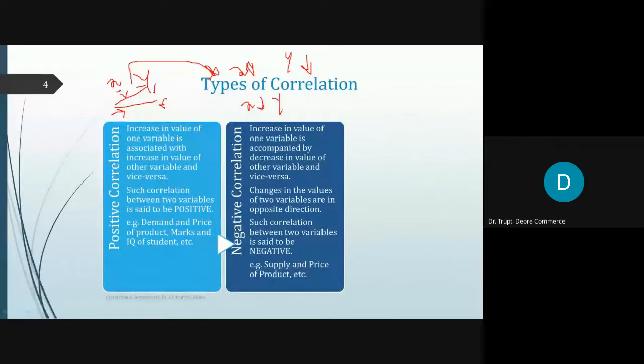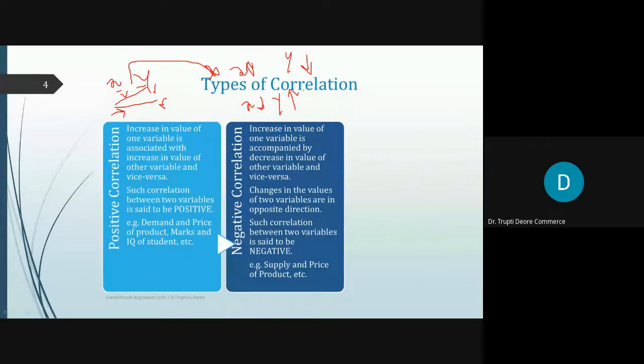So it behaves in upward direction. So increase in value of one variable is accompanied by decrease in value of other variable, and vice versa. Or decrease in value of one variable is accompanied by increase in value of other variable. So changes in the values of these two variables are in opposite direction. So such correlation between these two variables is called negative.